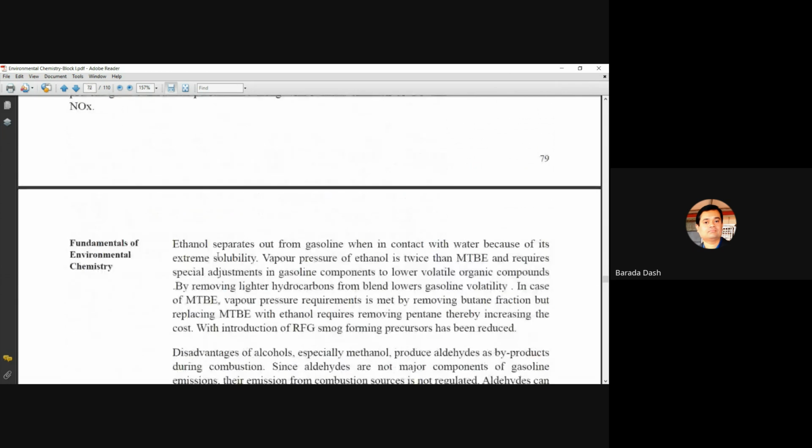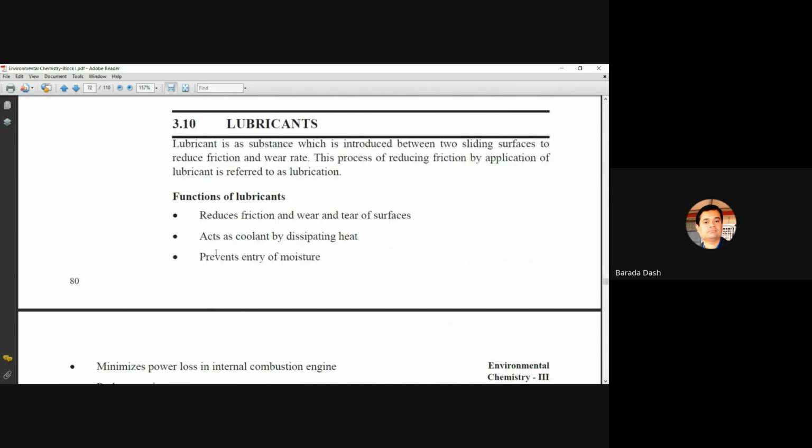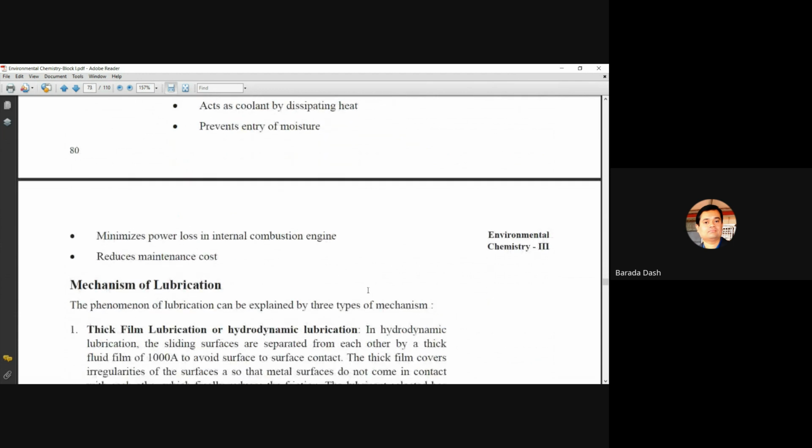Next is lubricants. You know, grease is used as a lubricant, that means it reduces friction. A lubricant is a substance which is introduced between two sliding surfaces to reduce friction and wear rate. This process of reducing friction by application of lubricant is referred to as lubrication. Functions of lubricants: reduces friction and wear and tear of surfaces, acts as a coolant by dissipating heat, prevents entry of moisture, minimizes power loss in the internal combustion engine, and reduces maintenance costs.